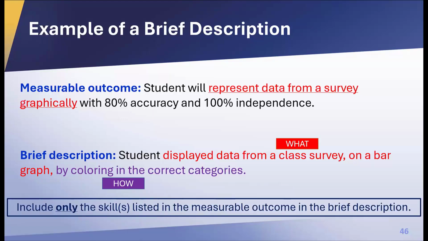Remember that you're going to include only the skill that's listed in that measurable outcome in the brief description. So that's all I'm going to add. I'm not going to include extraneous information that's unnecessary because then the scorers won't know what you're taking the accuracy and independence on. So be very clear, very succinct in your brief descriptions. Give us what the skill is and how the student did it.